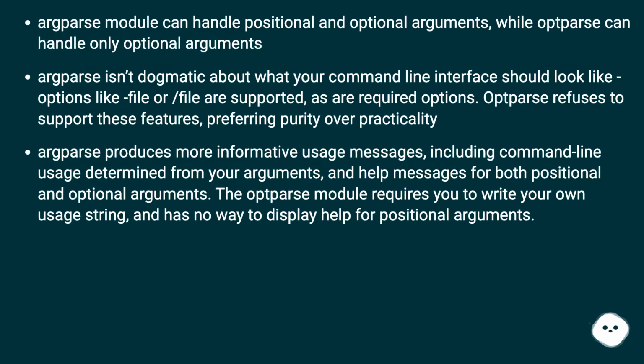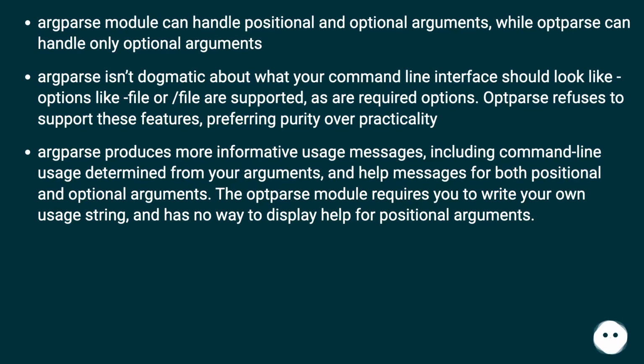Argparse module can handle positional and optional arguments, while optparse can handle only optional arguments. Argparse isn't dogmatic about what your command line interface should look like. Options like -file or /file are supported, as are required options. Optparse refuses to support these features, preferring purity over practicality.